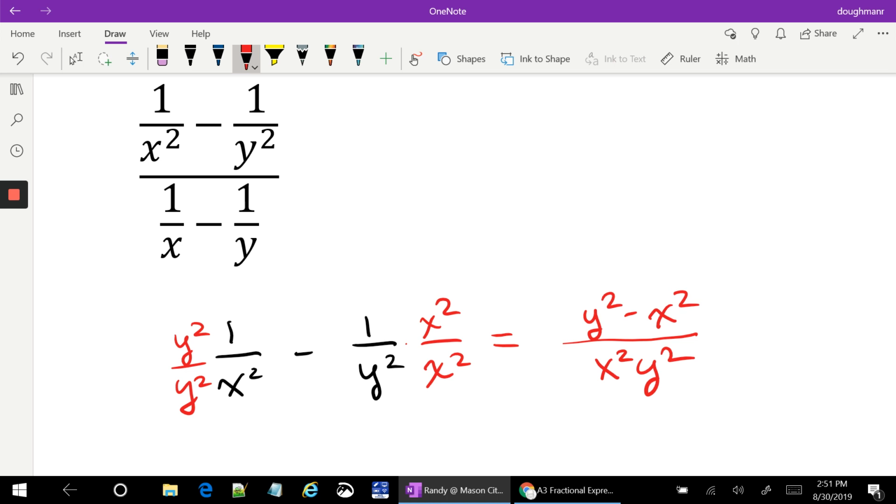All right, so that's looking pretty good. So I can go back up here and I can rewrite that numerator as y squared minus x squared all over x squared y squared.